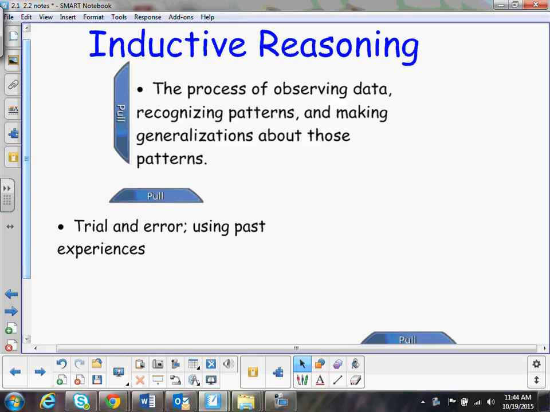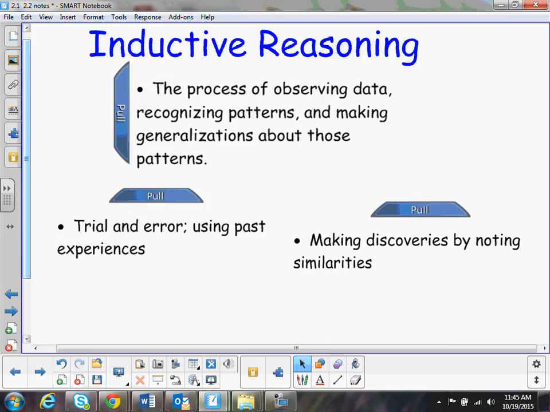So some examples could be like trial and error. Y'all do this in your science classes, right? And then you come up with a generalization. What do y'all call that? Hypothesis, right? An educated guess. So using past experiences, seeing what happened there. Also making discoveries by noting some similarities.